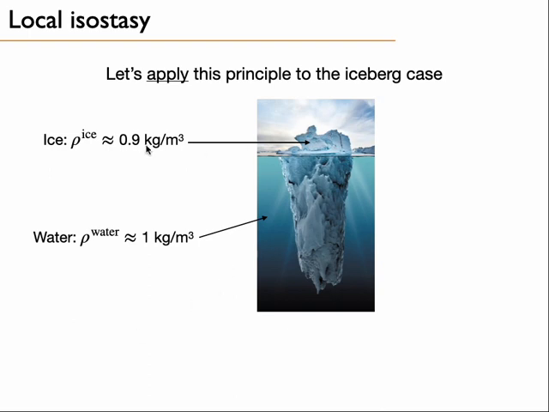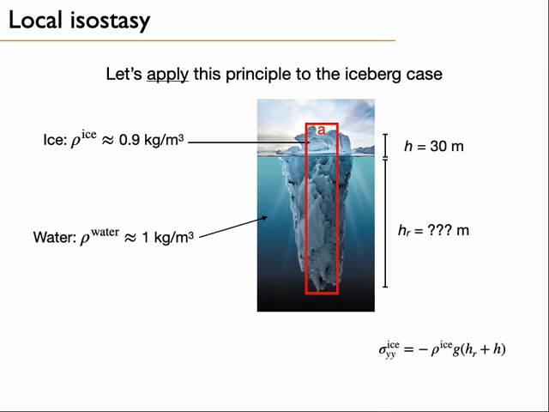We go back to this picture. We have one density, the density of ice, and the other density will be the density of water. So we have different thicknesses here. The iceberg has a tip which is sticking out and which we can measure. Let's say the iceberg is 30 meters high. But we also know there is a root in the water, and we don't know the thickness of this root, and we are looking for it. So this thickness, HR, is so far unknown.